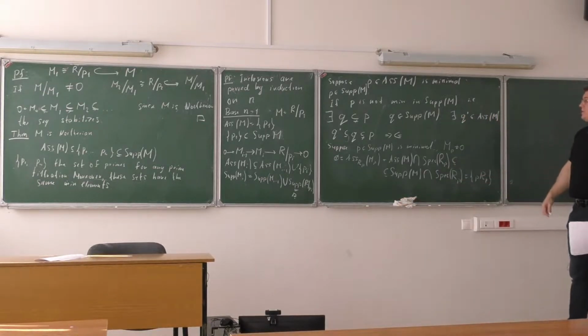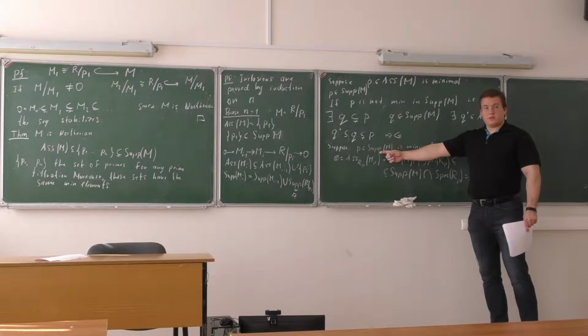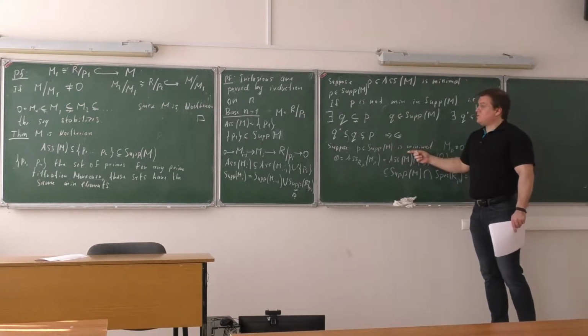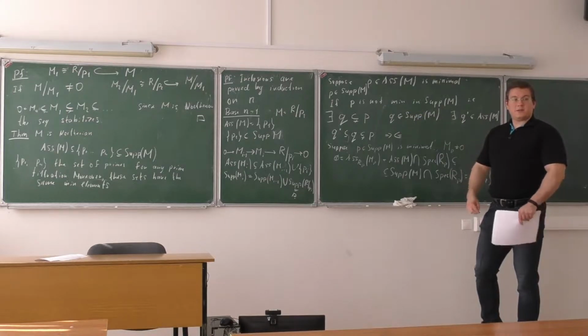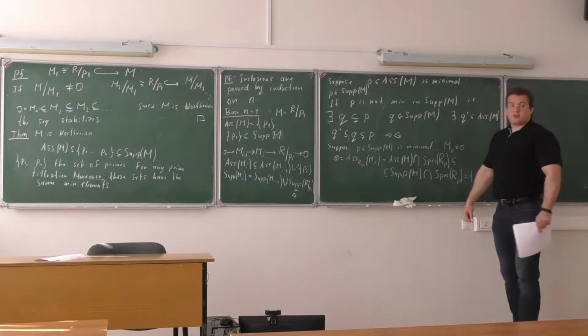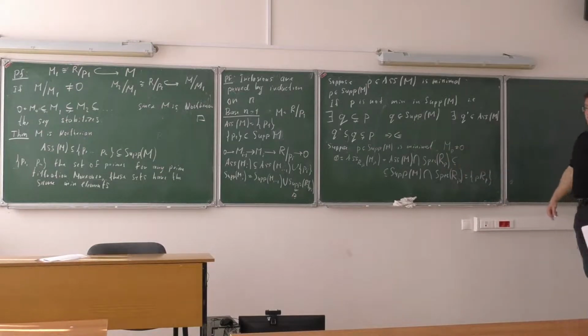So why do we even need this argument? Well, the question is, you take a prime ideal in the support, which is minimal. How do you conclude that this actually belongs to the associated primes? The support is a much larger set. So if this is minimal, then you can conclude that this is an associated prime with this argument.